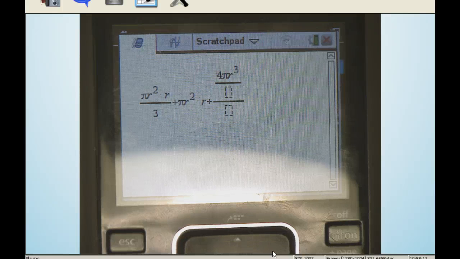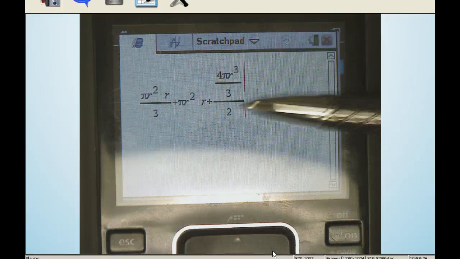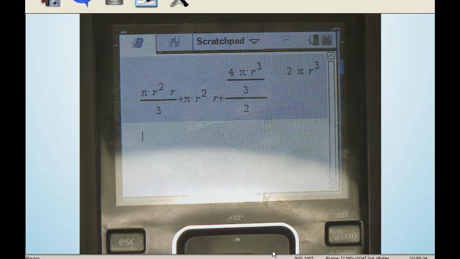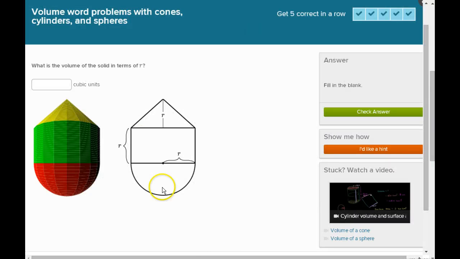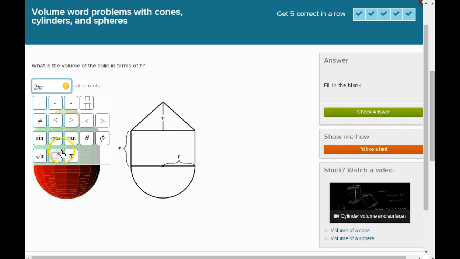cubed over 3. But remember, we were going to divide that in half because we wanted to take the hemisphere, so I wanted to do it in half. So now, hopefully that just gives me 2 pi r cubed, which is what I calculated by hand, and it did. I'm going to go back to Khan Academy and put in 2 pi r cubed.